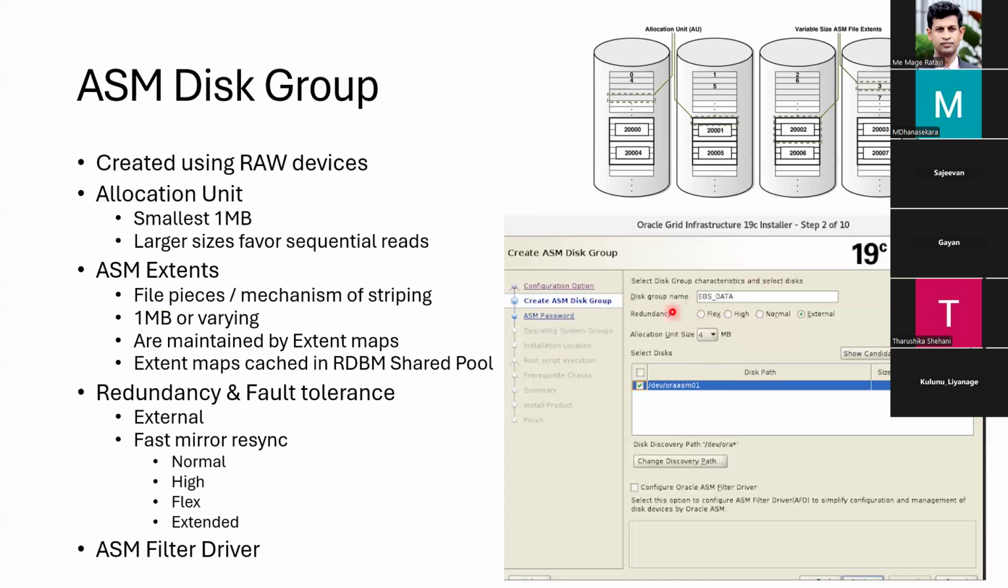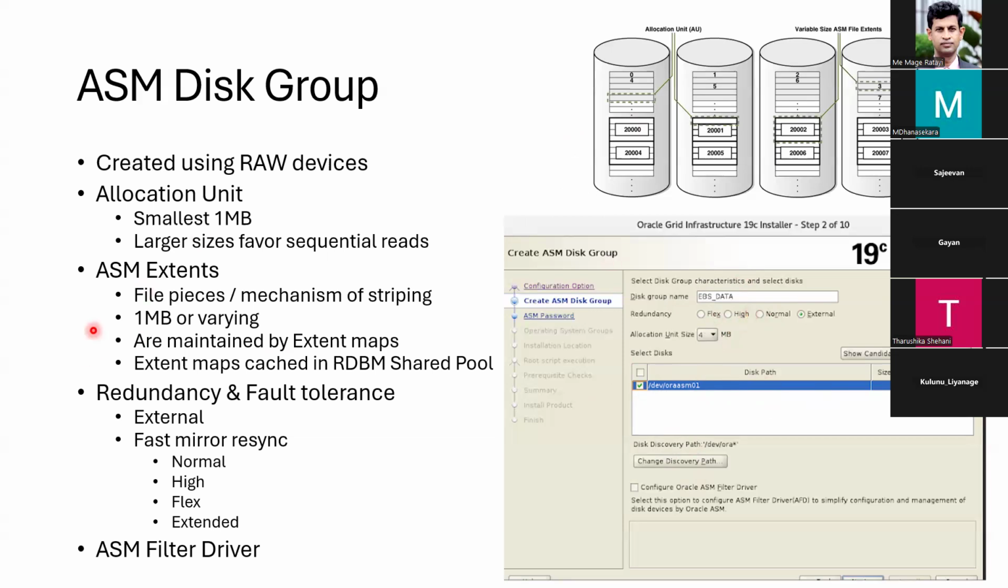Now here I'm giving a disk group name as EBS data. In the EBS data disk group, of course, only one disk is presented, so you cannot spread like that. But the moment you have multiple disks attached, and later also you can attach more disks to the disk group, then the extents will be spread accordingly.